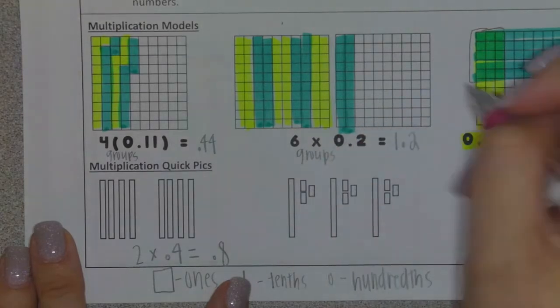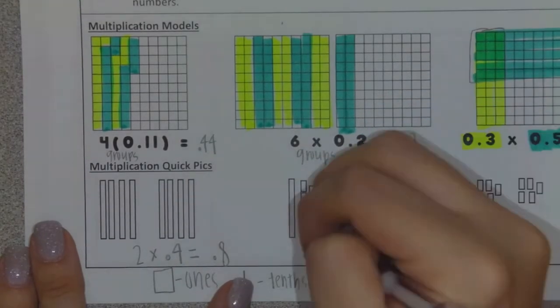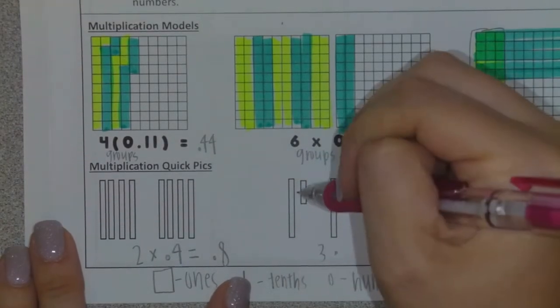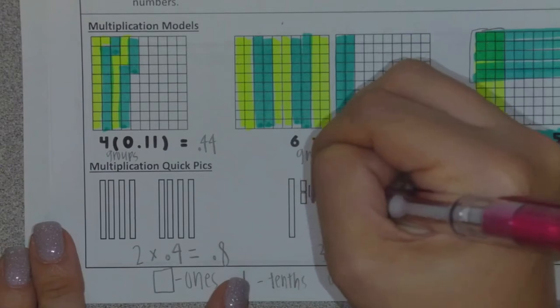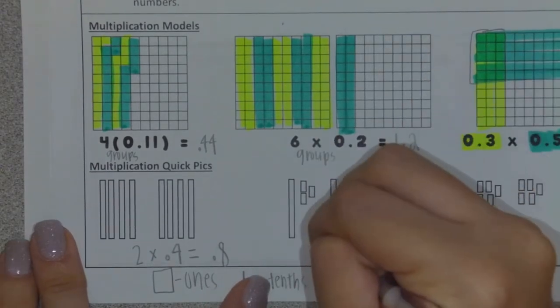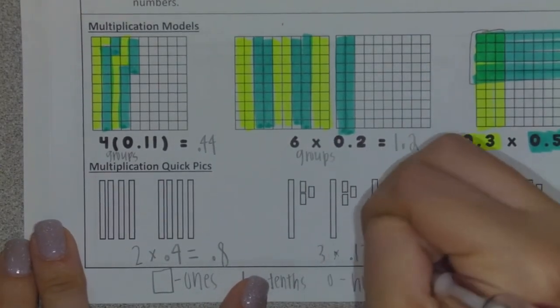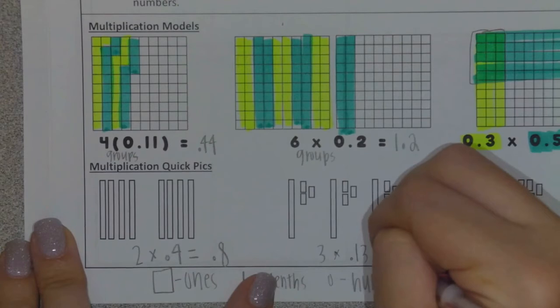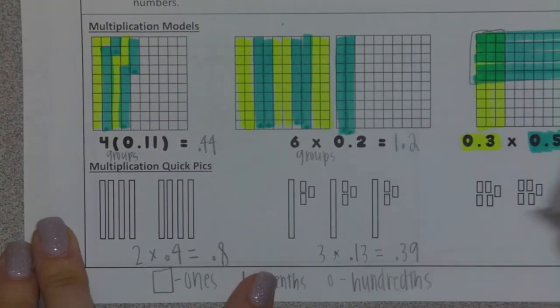My next problem, I see 1, 2, 3 separate groups. In each group, I see 1 tenth and 1, 2, 3 hundredths. So that would be 13 hundredths. And that gives me a total of 39 hundredths.